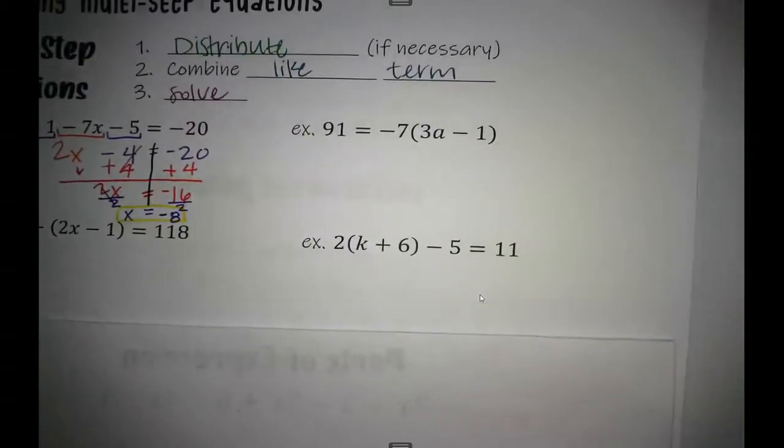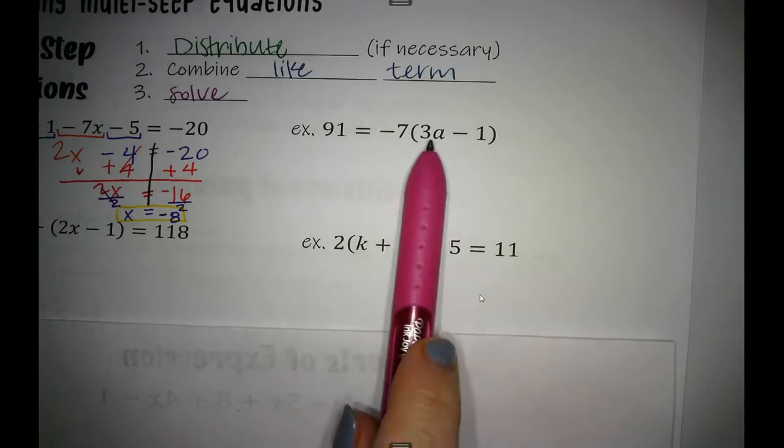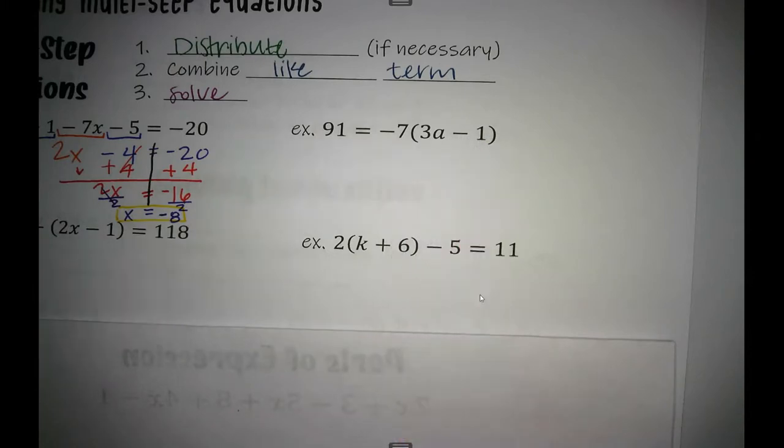All right, another example. 91 equals negative 7, open parentheses, 3a minus 1, close parentheses. In this example, we do need to come up to our first step, distribute, and we need to distribute that negative 7 first. If you don't do that first, nothing you do after will be correct.